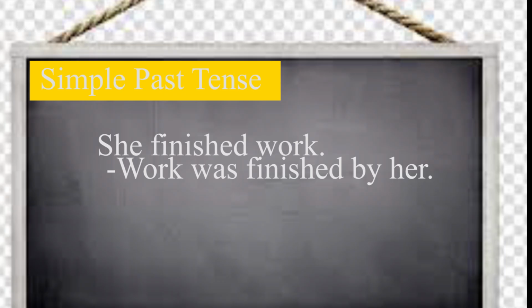What about V3, or the third verb? Here it is the second verb, and here it is the third verb. So: work was finished by her. Work was finished by her. Her, because when we change she into passive voice, it becomes her. The same as that.